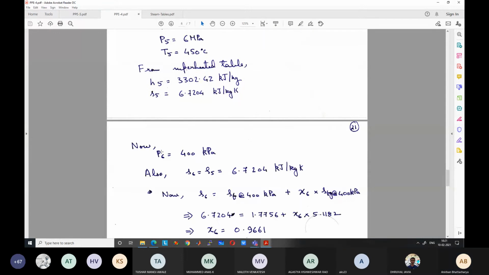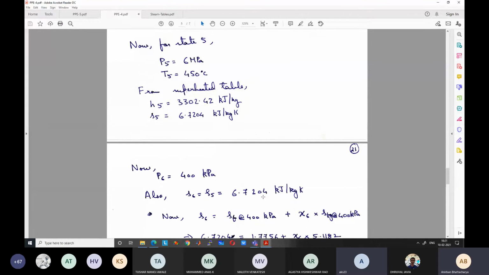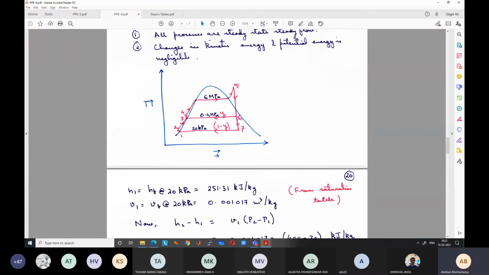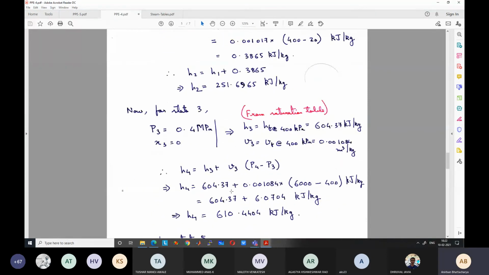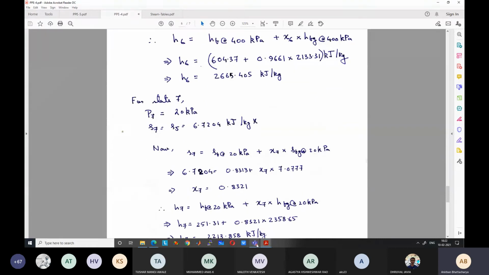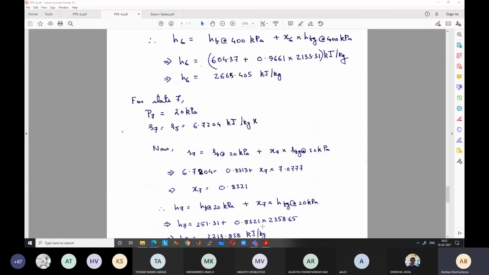Now, how do we find the enthalpy at this point? Yes, we will find the quality from the steam table. So let us go back to the steam tables. Pressure is 400 kPa, right? 400 kPa, this line.